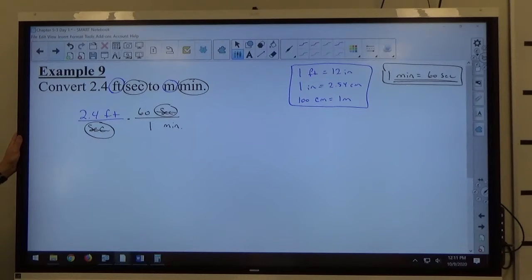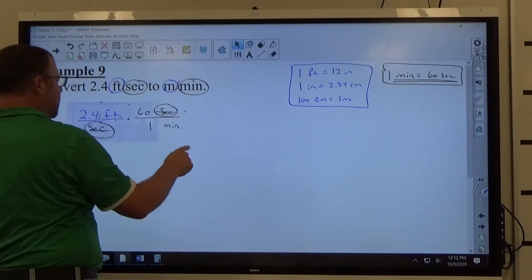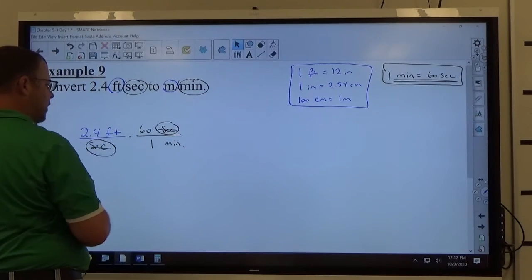So again, the unit of second has been successfully converted to minutes. That part's been taken care of. We don't have to even worry about time anymore. Now we just have to worry about the length. And the length to begin with was 2.4 feet.